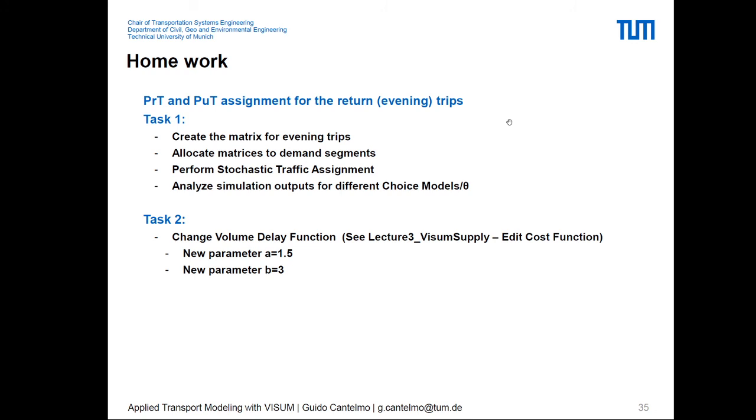Task 2, for those who are really willing to see what happens by changing the parameters of the model and how the outputs of the model can change drastically by changing a few parameters, you can try to change the volume delay function. You can see how to change the volume delay function in the lecture, on the second lecture on the supply. And specifically, you can see what happens if, for instance, you try to change the parameter A and B of the BPR function.